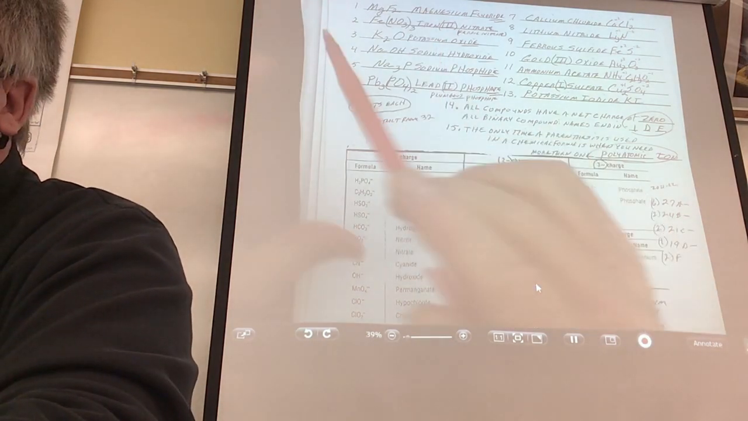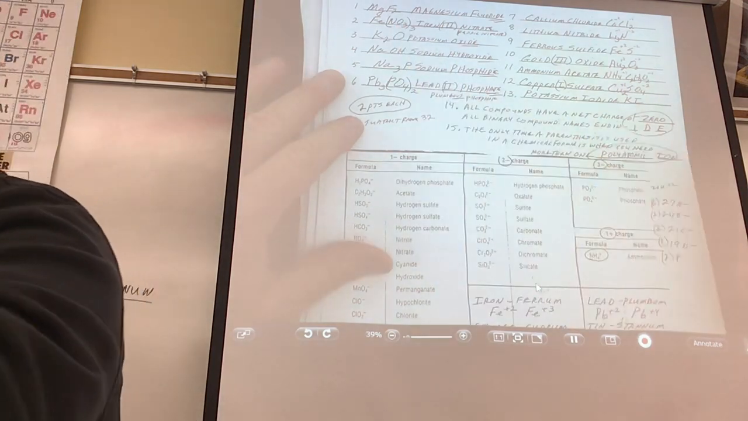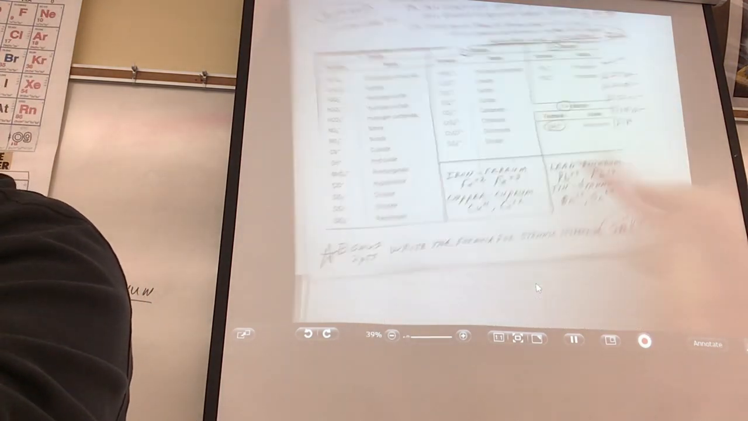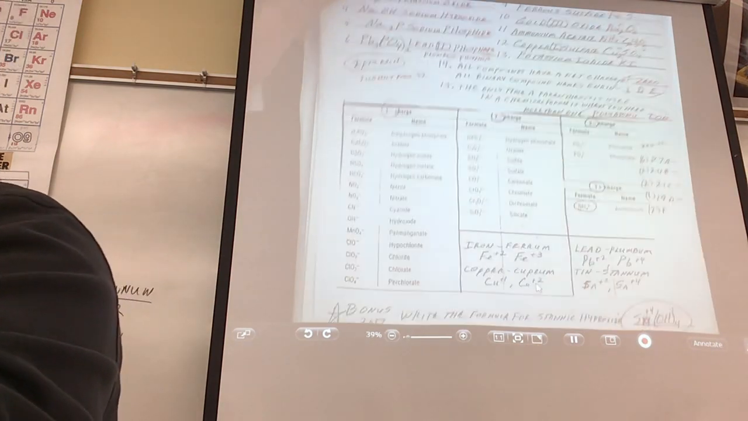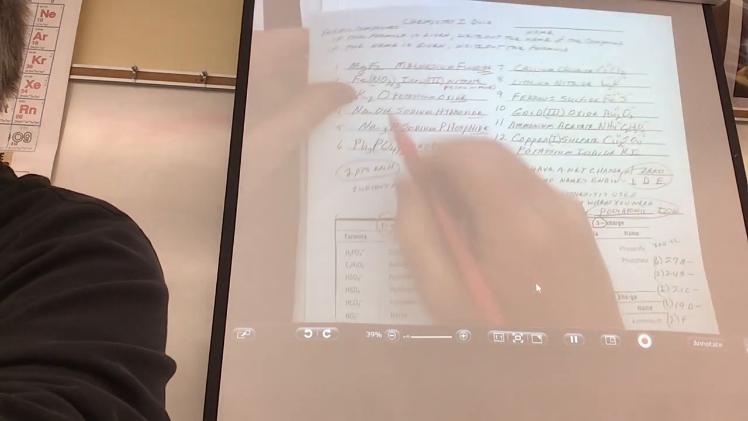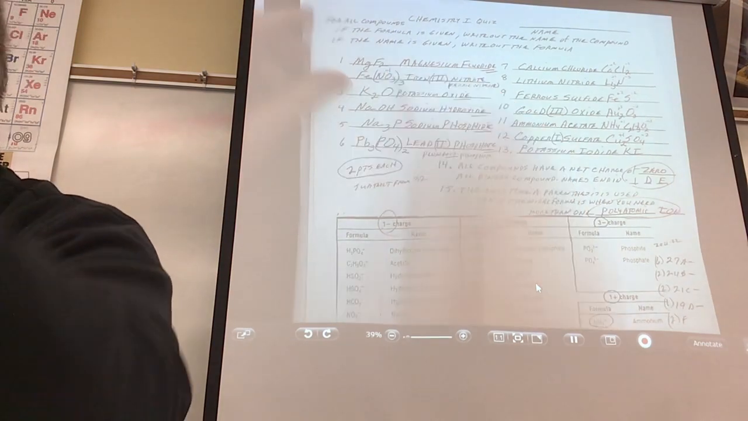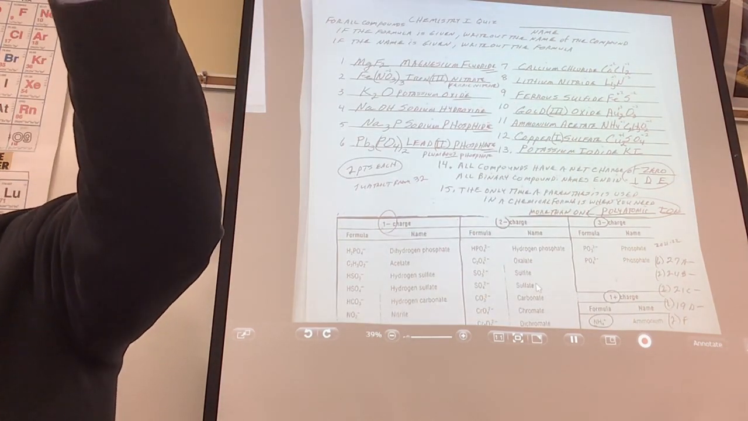So now, here's the hard part. What's the charge on nitrate? And there it is. It's right down here. It says nitrate has a charge of -1. All of these are -1, aren't they? So now, if nitrate's -1, that whole thing, see my hand? That whole thing's -1, all right?